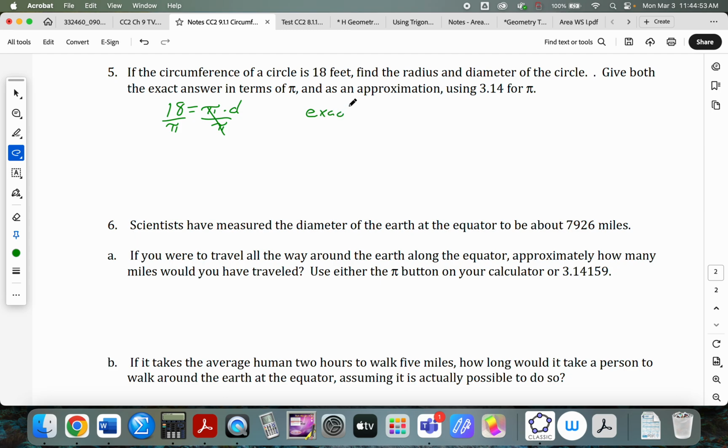So for the exact, the diameter is 18 over pi feet. And the radius, well, how much would the radius be? Half of that, which is 9 over pi feet.